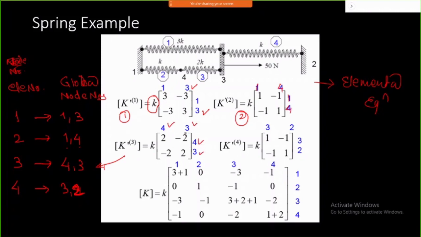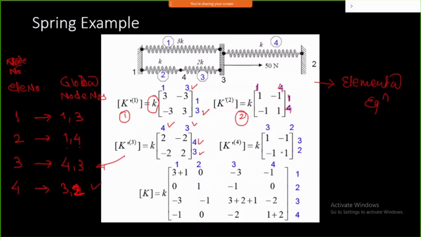Don't worry about changing the sequence. Keep the sequence as it is, because most of the matrices are symmetric, so it will not affect much, but it is expected that you keep the sequence as it is. If a higher number is coming further or whatever happens, don't worry about it. Then the 4th element is 3 2, 3 2 3 2 kind of things.